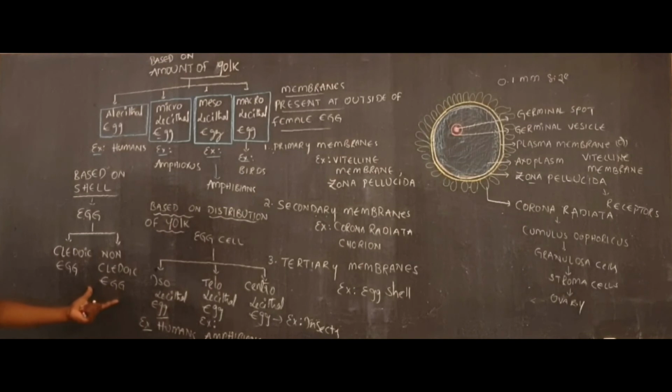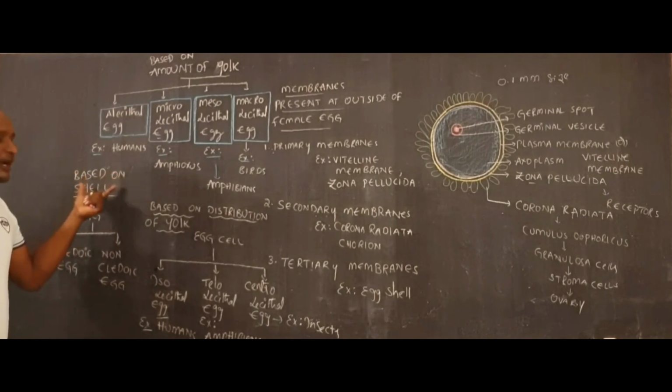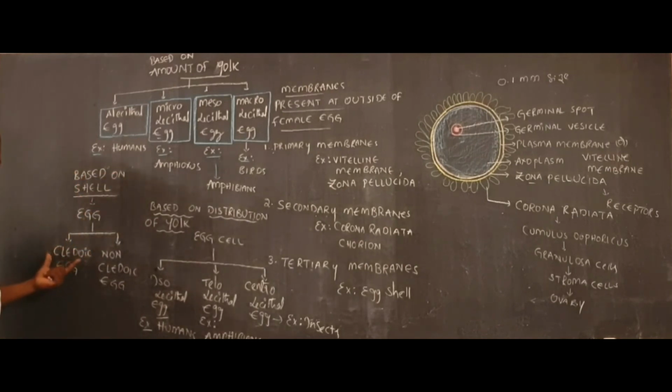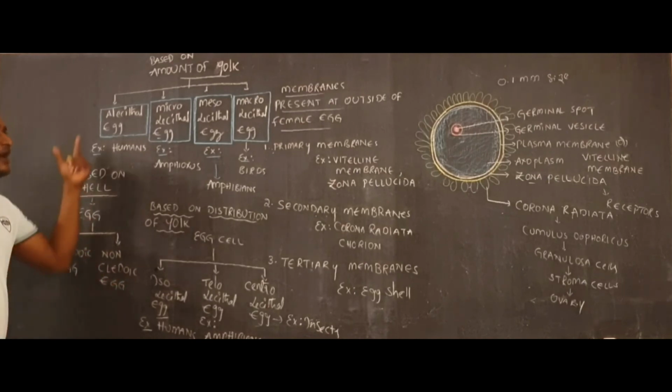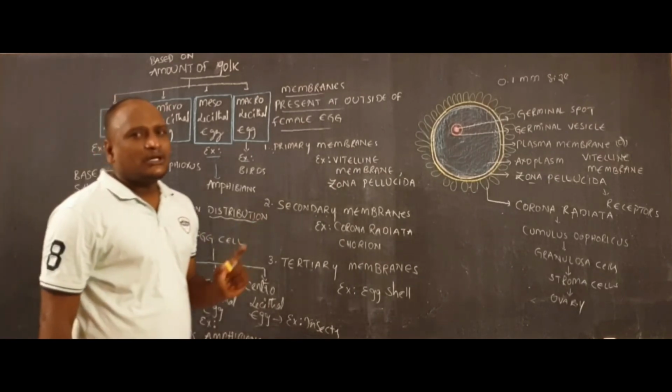But in the case of birds, outside they have one shell. That's why those eggs are called cleidoic eggs. That means based on the shell present outside of the egg cell, they are divided into two types: one is cleidoic egg and second one non-cleidoic egg. Likewise, eggs are classified into different types.